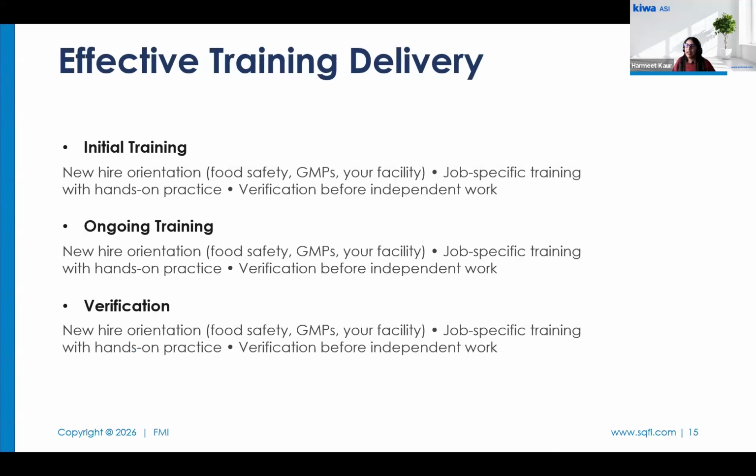Now, what are the effective ways of training delivery, right? Initial training has three components. First, you are doing a new hire orientation, which covers food safety, GMPs, and your facility-specific requirements. Then job-specific training is hands-on, where they practice with your actual equipment and the tasks they will be doing, and verification before independent work. Observe them, test them, make sure they actually do it before they're on their own.